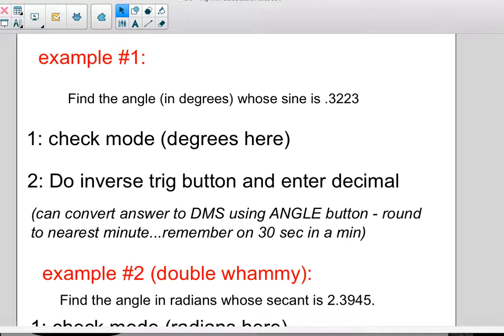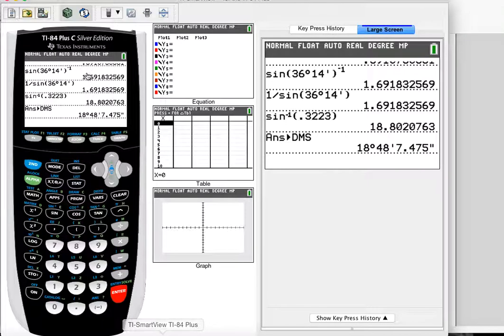All right, last question here. This would probably be the hardest type of question you'd see for today's stuff. So we have: find an angle in radians whose secant is 2.3945. The first thing you notice is I have a trig value. I'm finding the angle. It wants to be in radians. First thing I do is go to radian mode.